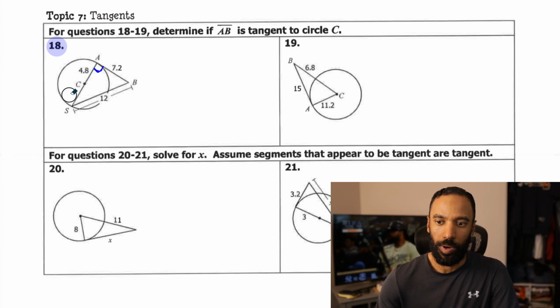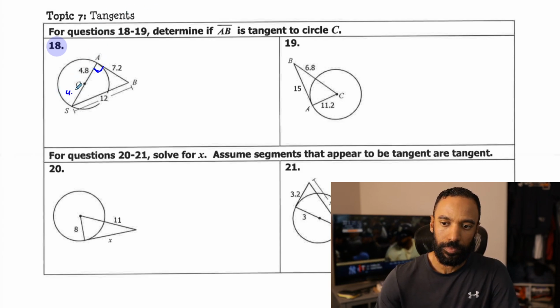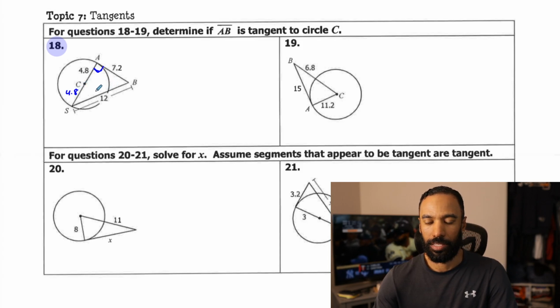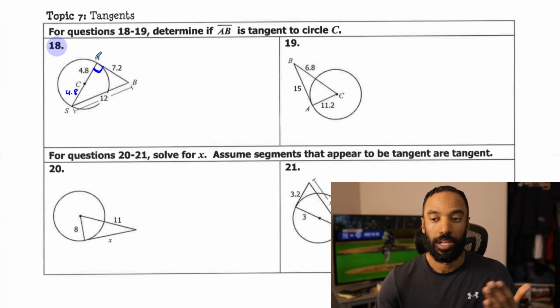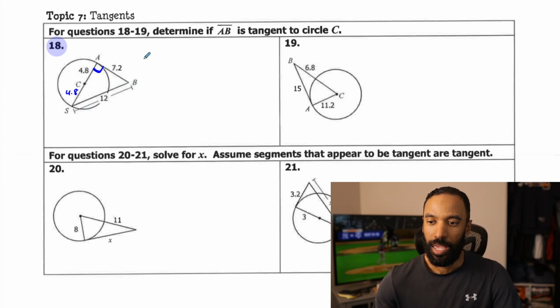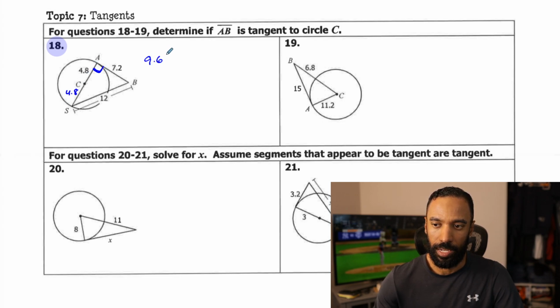That's important because we're going to set up the Pythagorean theorem. We want to see if a squared plus b squared equals c squared, as in this length squared plus this length squared equals that length squared. That's 9.6, by the way. 9.6 squared plus 7.2 squared, does it equal 12 squared?